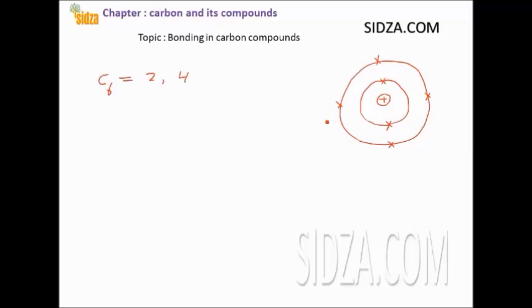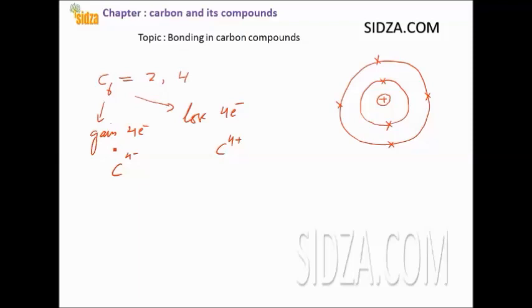We know that to complete its octet, carbon needs 4 more electrons. So to complete its octet, we can say carbon can gain 4 electrons, or it can lose 4 electrons. If it gains 4 electrons, its charge will be C4 negative, and if it loses 4 electrons, it will be C4 positive.